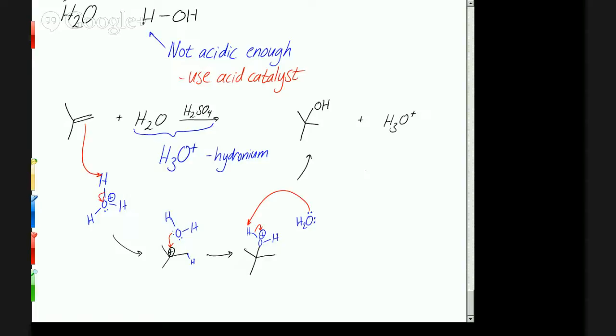So the hydronium is regenerated. That's why the acid is catalytic. It's not used up in the reaction. So to sum all that up then, let's look at this compared to what we've done so far.